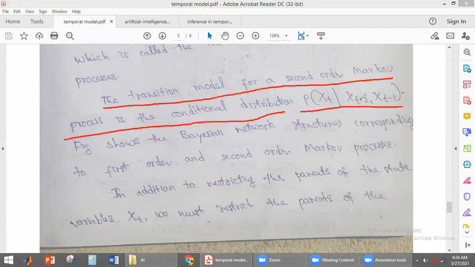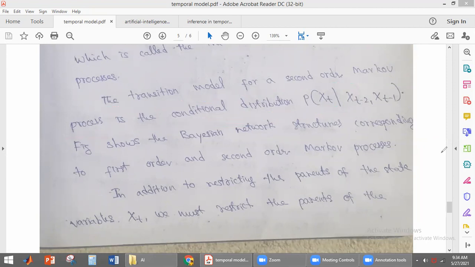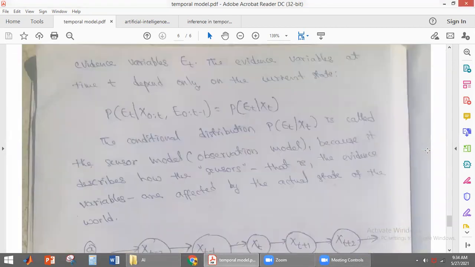The current state depends upon the previous two states. In the first order, the current state depends only on the previous state. In the second order Markov process, the current state depends upon the previous two states, that is xt minus 2 and xt minus 1. So if you just see the Bayesian network for first order Markov process and second order Markov process.